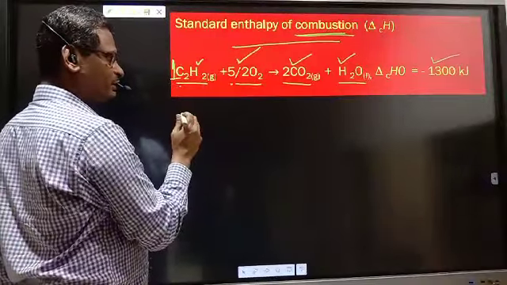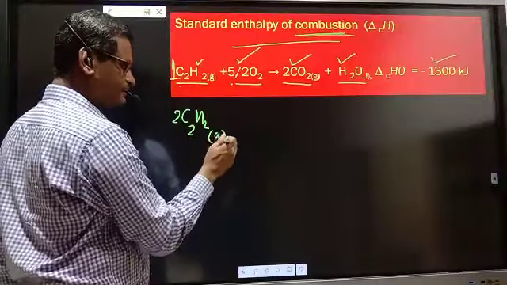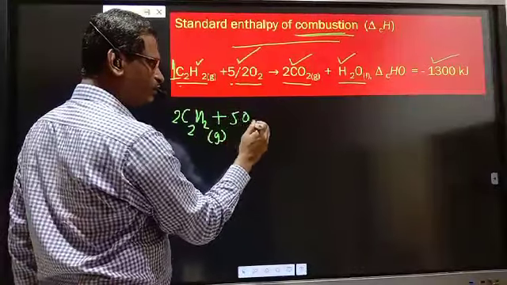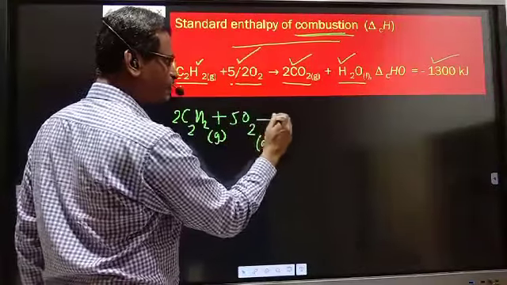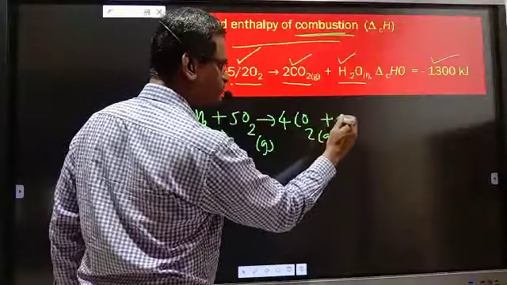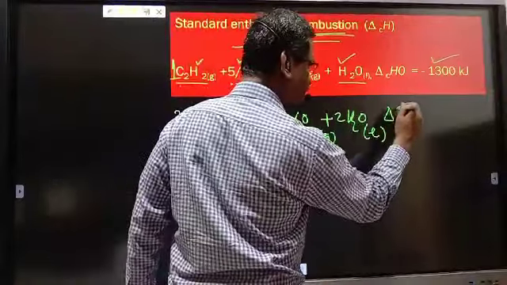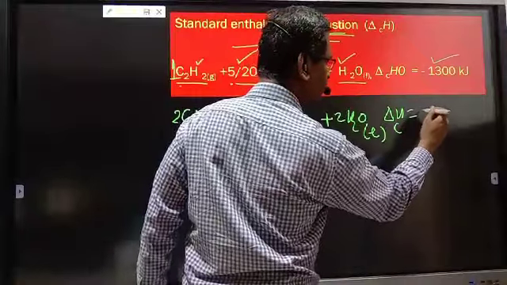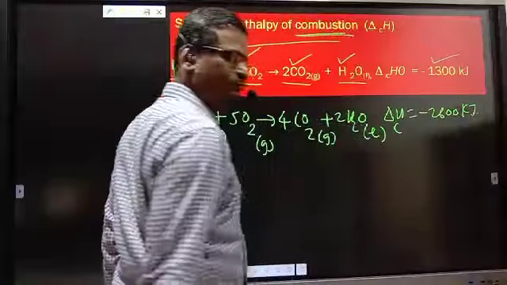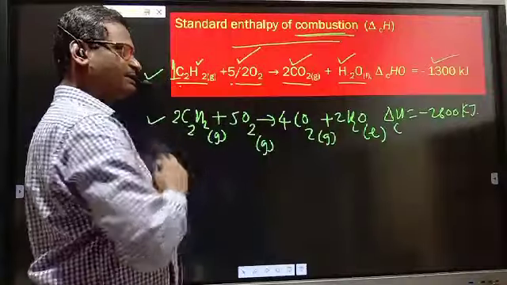Instead of 1 C2H2, we can write 2 C2H2 gas plus 5/2 O2 multiplied by 2, it is equal to 5 O2 gas, giving 4 CO2 gas plus 2 H2O liquid, and delta H of combustion will be equal to minus 2600 kilojoule. This is also a balanced reaction.